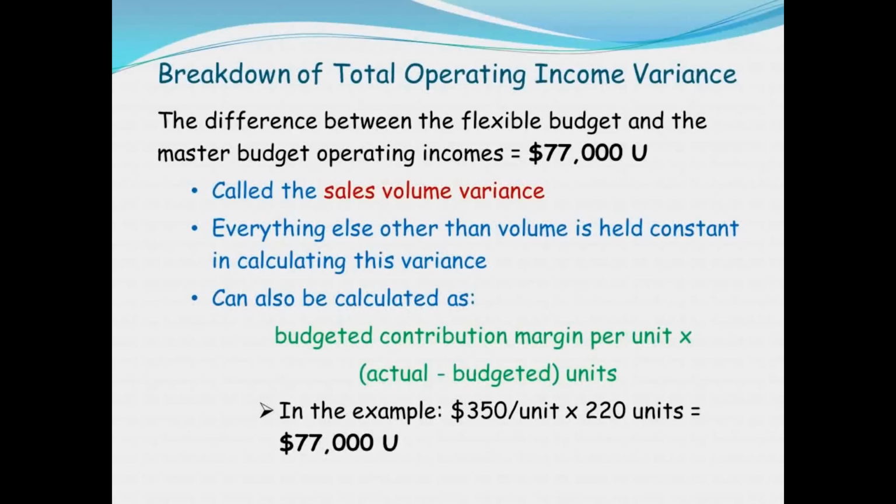You can calculate it if you decide to use the fixed costs at 150,000. So that's your management decision. You can think of it as contribution margin: the budgeted contribution margin times the difference between your actual units and your budgeted units. Your contribution margin on the budget was $50 per unit, and we actually had 220 units less than we wanted. So that's another way of looking at it, 77,000 unfavorable. It's just a different way of looking at the same numbers.